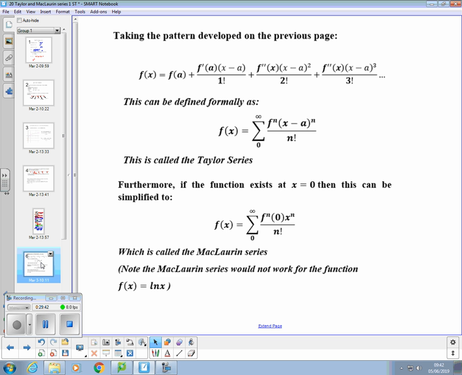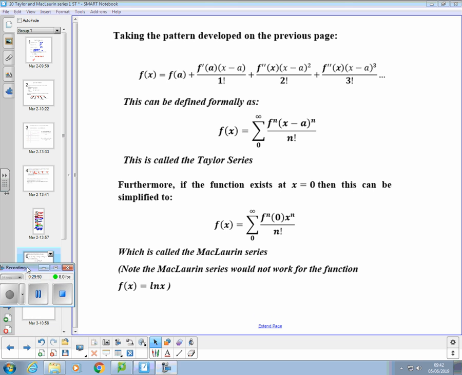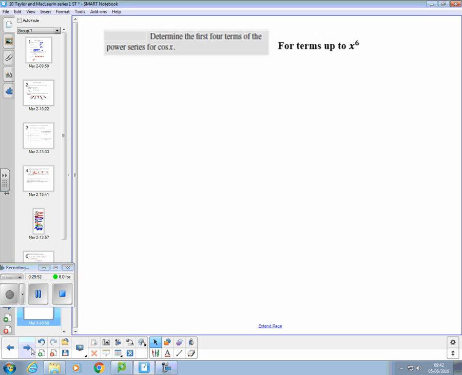So what we're going to do now is look at an example. We're going to look at an example of a function where we know what result we get.